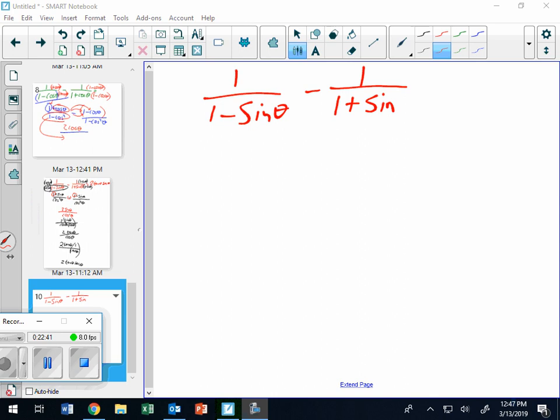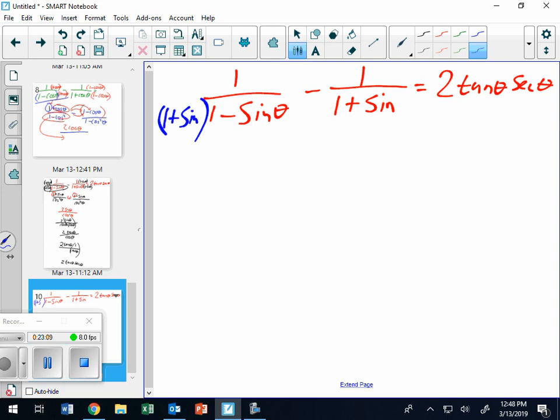Okay, so I'm going to prove this last one, and I understand that kids have to go, but I'm going to show you how you'd prove that this is equal to 2 tangent theta secant theta. All right, so my first step, if you want to try this at home, hit pause right now and then give it a try. All right, so here's your first step. You'd multiply by the conjugate, 1 plus sine theta, 1 plus sine theta.